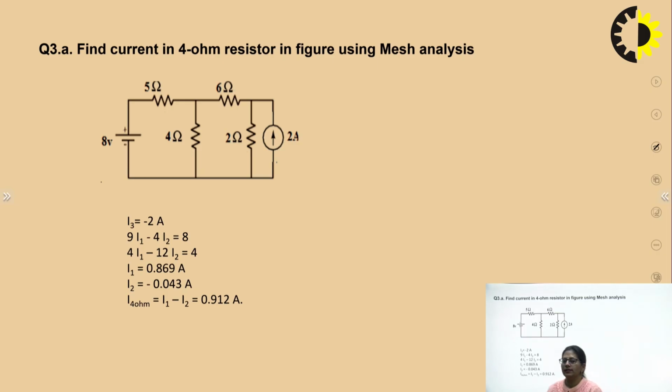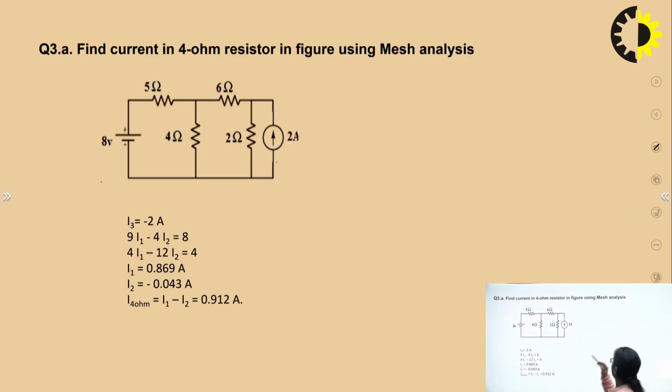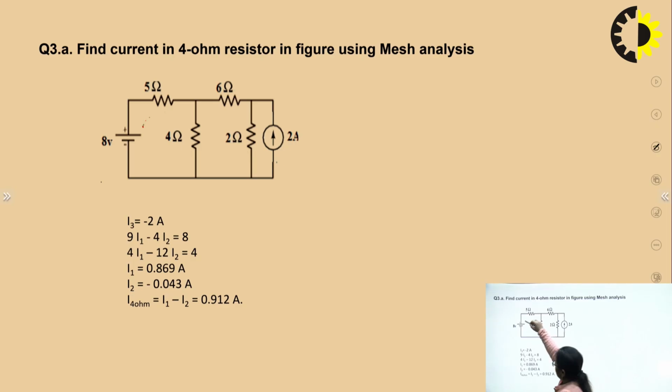Now in mesh analysis, what is the very first step? We go with the number of meshes. How many meshes can be formed in this, if I see? There's 1, 2 and 3. So let's give the names of the meshes. Say this is mesh 1 with the name I1, this is mesh 2 I2, this is mesh 3 I3. Right? So the 3 mesh currents, all I have taken clockwise.